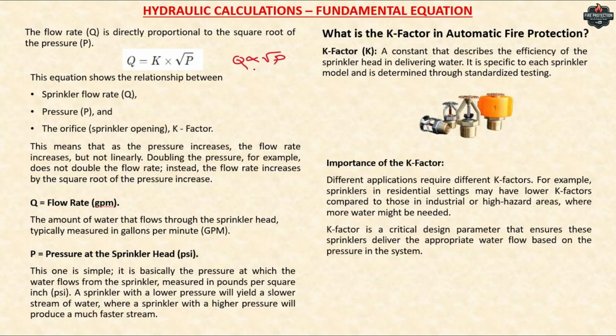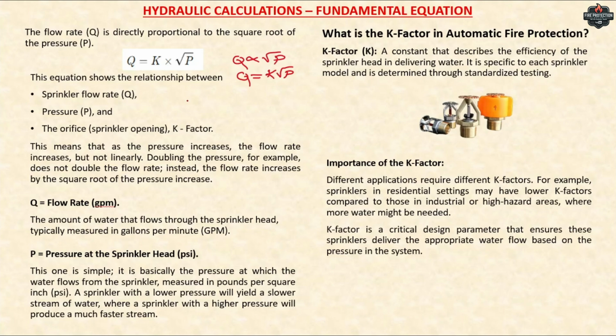Okay, and then to remove the proportional sign, I have to write Q is equal to some constant, which we call the multiplier. It is called K factor. K factor is a multiplier that determines how much water flows through the sprinkler head at a given pressure. Different sprinkler heads have different K factors based on the design and the application, and it is given by the sprinkler manufacturing company.